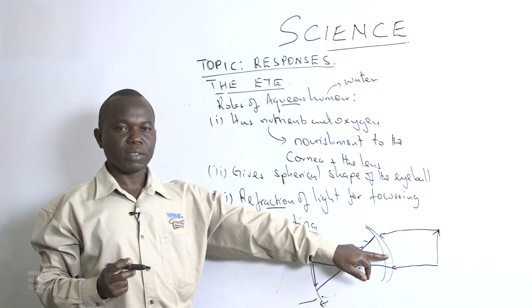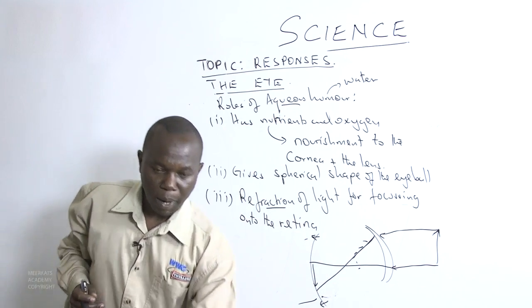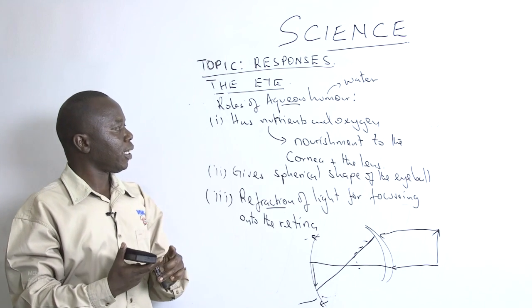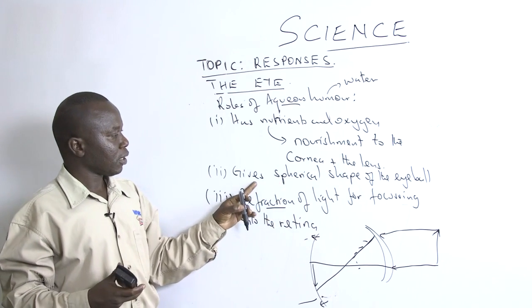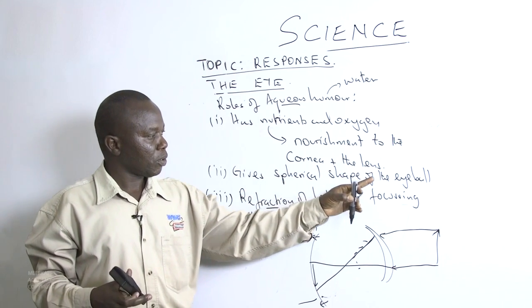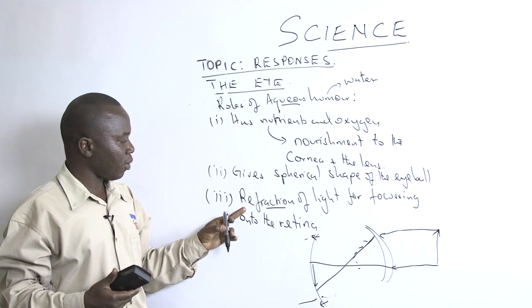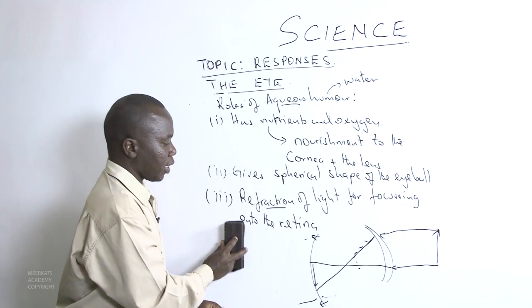First part of refraction is the cornea. Second part is the aqueous humor. So the three points must be very clear: providing nourishment to the cornea and lens, contributing to the spherical shape of the eyeball, and refraction of light for focusing onto the retina.